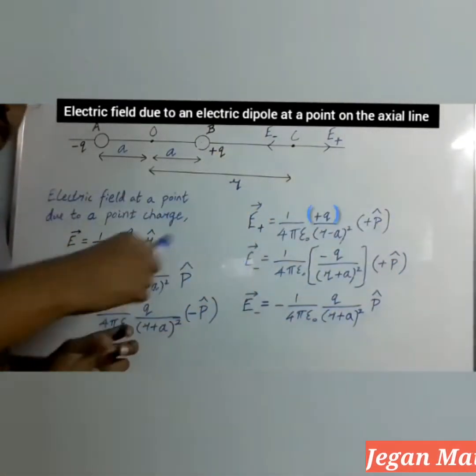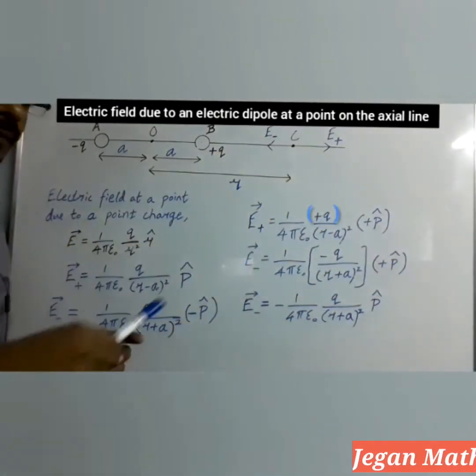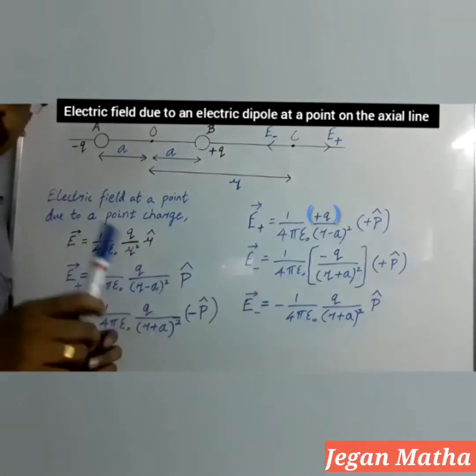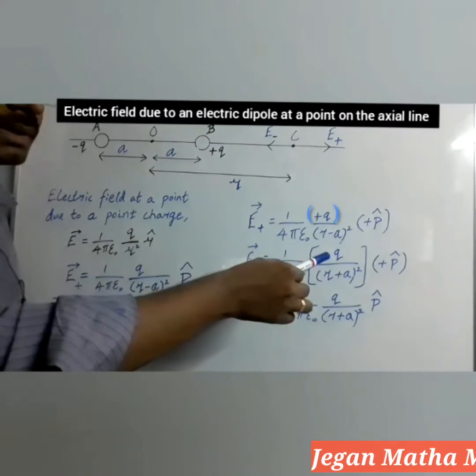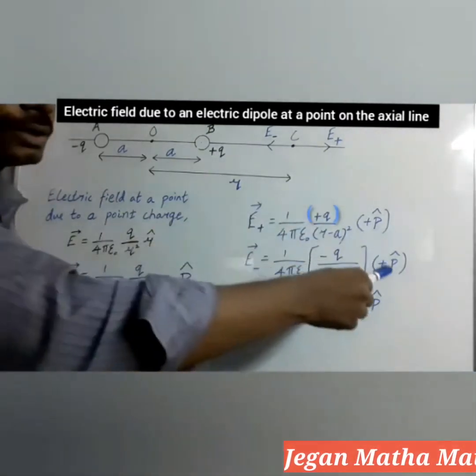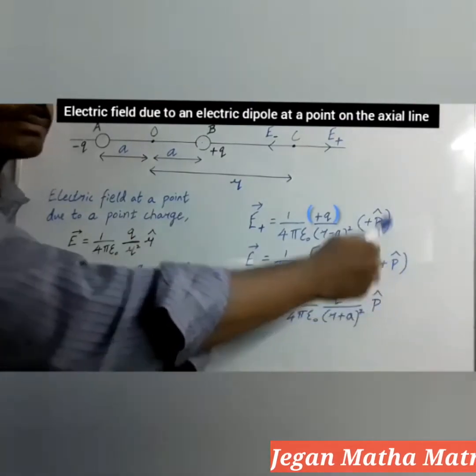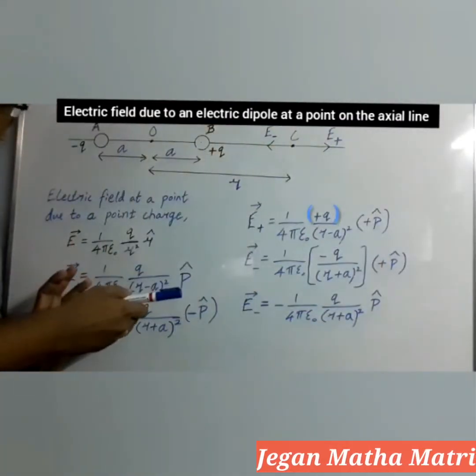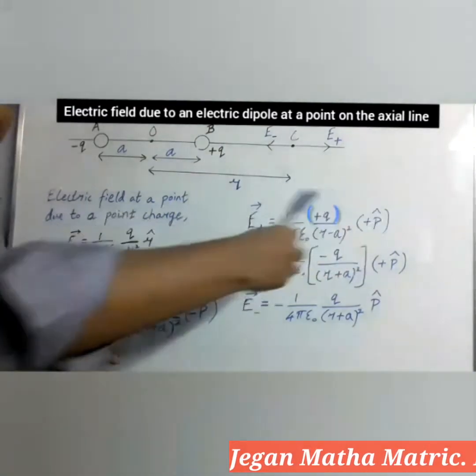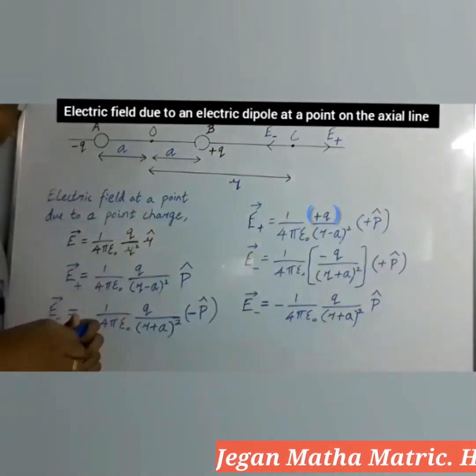Next, the electric field given by the negative charge. E vector is equal to 1 by 4 pi epsilon naught. In this second method, we have to mention the sign of the charge. So that's why I mentioned minus q divided by r plus a the whole square into plus p cap itself. In the earlier method, I had written minus p cap. I have explained the logic. If it is difficult, you can take this one. So here I have written plus p cap.